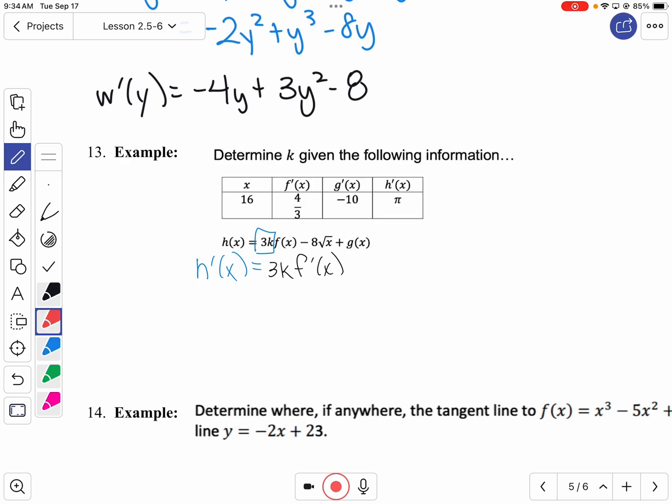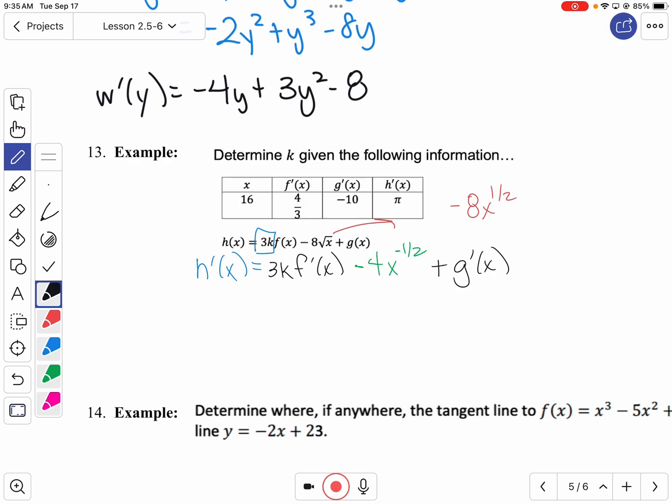Now, for the second term, remember that that's the same thing as minus 8x to the 1/2, okay? And so if I take its derivative, what's that going to give me? All right, minus 4x to the -1/2. And then the last piece of that function is a g of x. Well, its derivative is just g prime because I don't know what the function is. They didn't tell me. Okay.